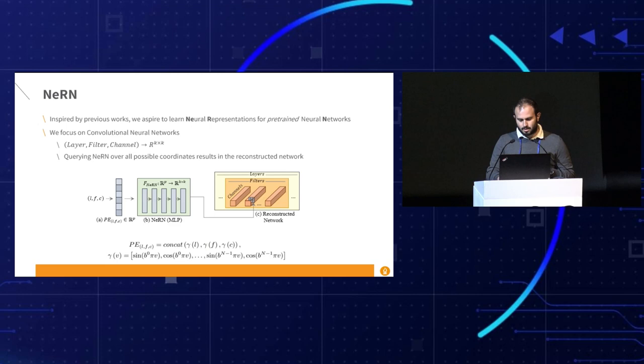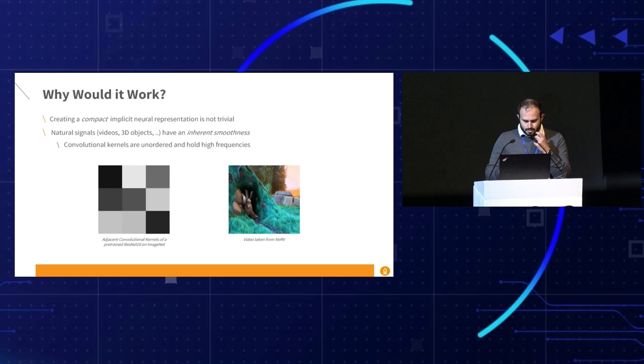So the big question here is, why would this even work? I believe that no one here would be surprised if I said that we can successfully predict the weights of a network using a larger predictor network. But creating a compact neural representation is not trivial. The main difference between network weights and natural signals is that weights do not contain any form of inherent smoothness. They are expected to be unordered and hold very high frequencies.